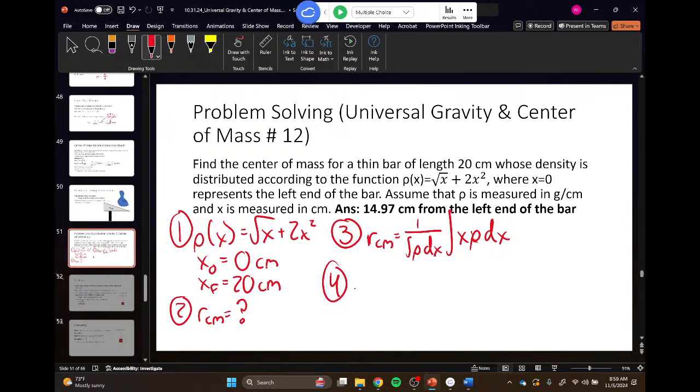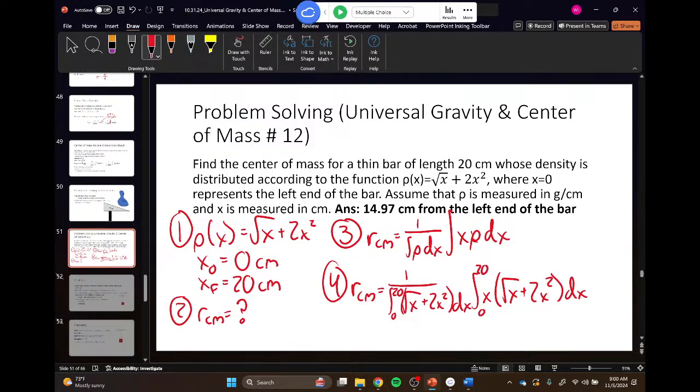All right, so our center of mass equals 1 over the integral from 0 to 20 of square root of x plus 2x squared dx, times the integral of x times square root of x plus 2x squared dx, integrated from 0 to 20. And then we're going to simplify this and then integrate it.